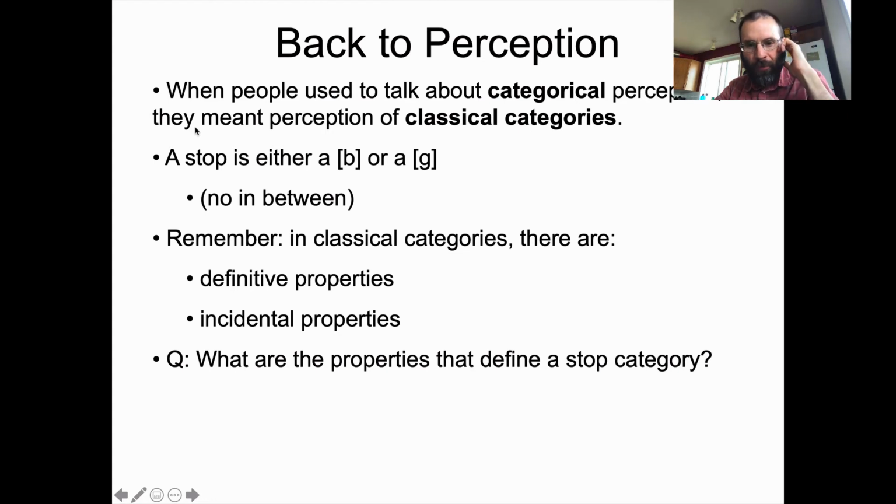What are those properties that define a stop category? So we looked at this, and acoustically, it's a little tricky. There seem to be some fuzzy boundaries between the different categories. So you might rather think about this in articulatory terms. It's easier to say, well, for a ba, you're bringing your two lips together to make a stop, and the flow of air is stopping in your mouth.